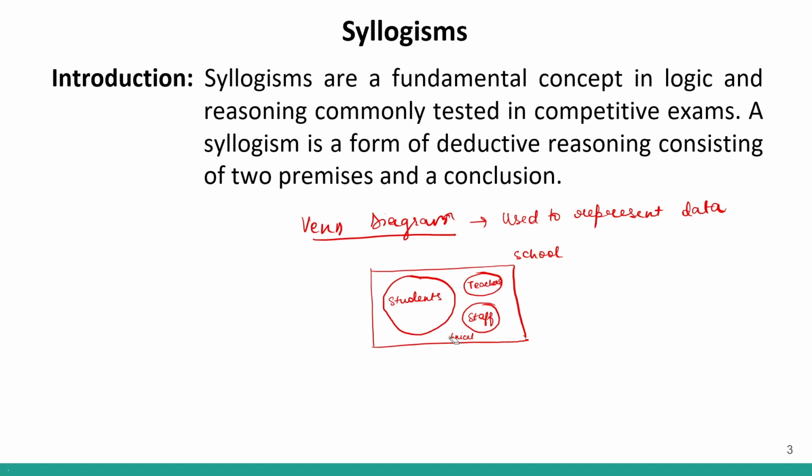Or you can call them important people. So a school is comprised of many components, and this can be represented in a Venn diagram.